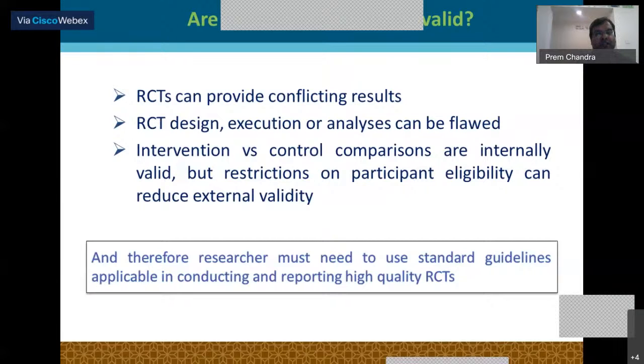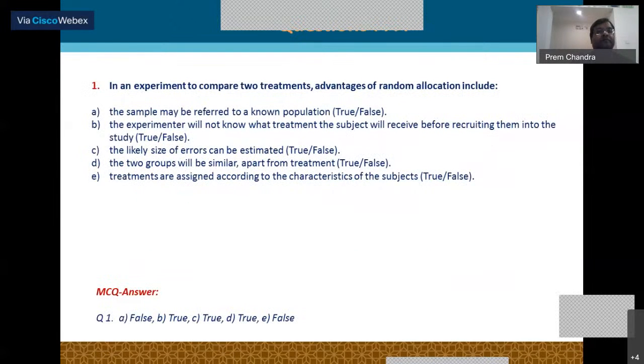Studies which are labeled as RCTs, if not actually conducted as RCTs, will never provide very sound evidence. So we need to make sure that all researchers use standard guidelines applicable in conducting and reporting high quality RCTs. In a few minutes, we'll get to know what those standard guidelines are for conducting and reporting randomized clinical trial studies. Okay, so here is a question for you.